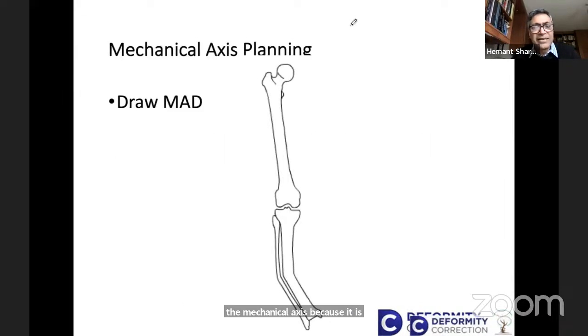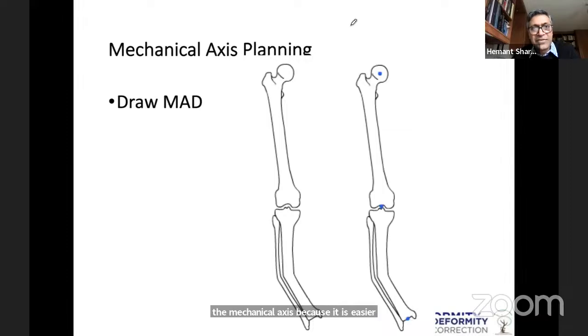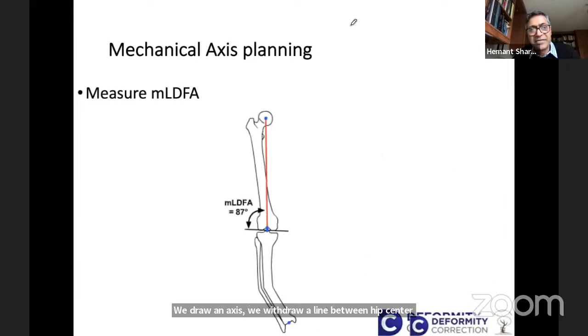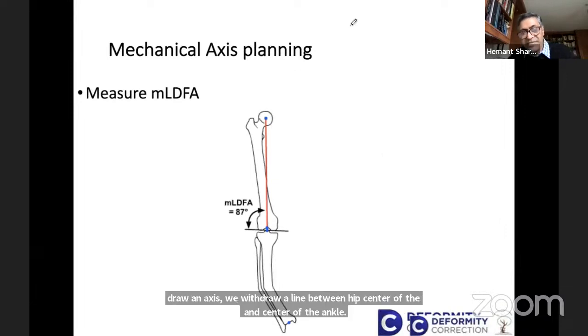Steps are again similar. You draw the center of the hip, center of the knee, center of the ankle. We draw an axis, a line between the center of the hip and the center of the ankle. Identify your mechanical axis deviation.